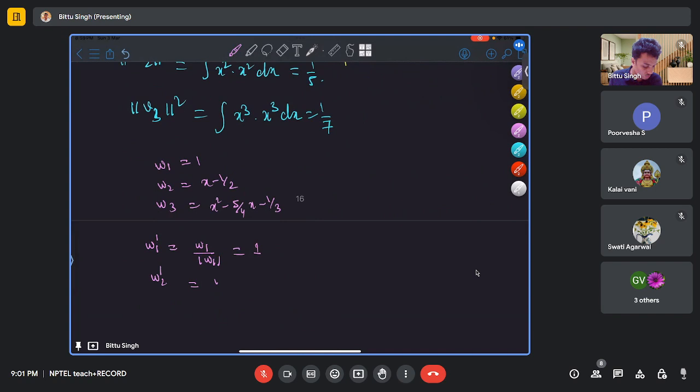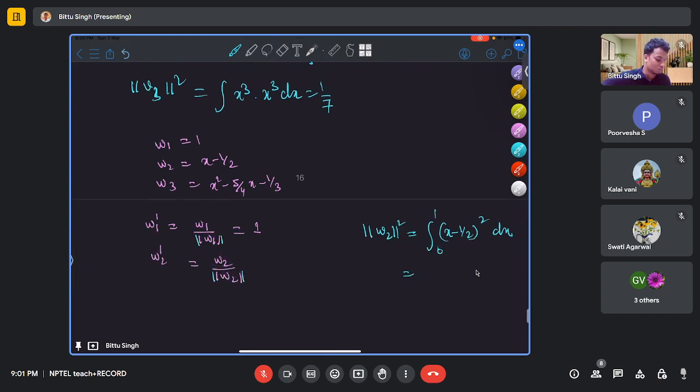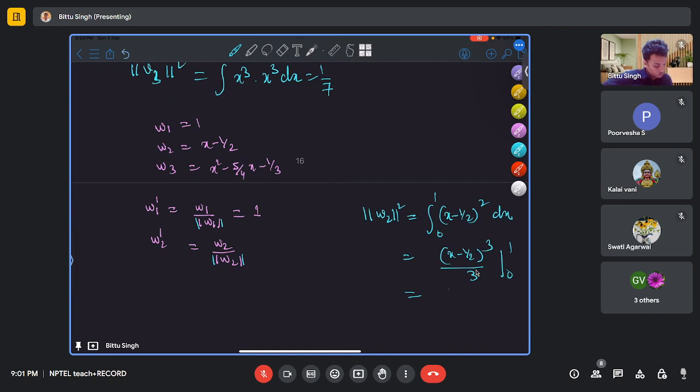W2 dash is denoted by W2 divided by the norm of W2. So what will be the norm of W2? Again, norm of W2 square. It is actually the integral of (x minus half) whole square dx, 0 to 1. So it is (x minus half) whole cube by 3, put 0 to 1. What will be the answer? It will be 1 third times 1 by 8 minus 1 by 8, right? This will be actually 0.